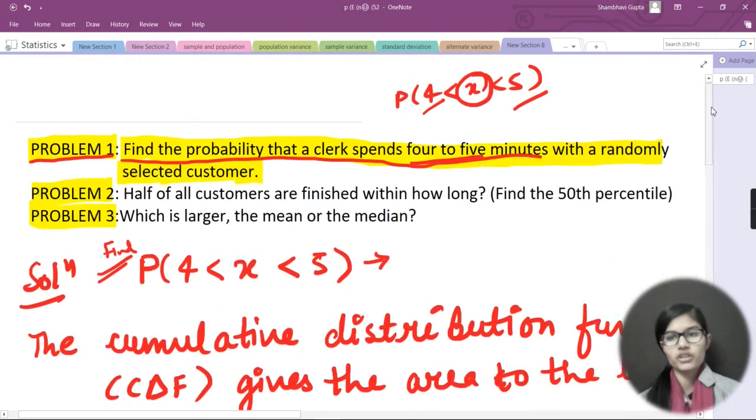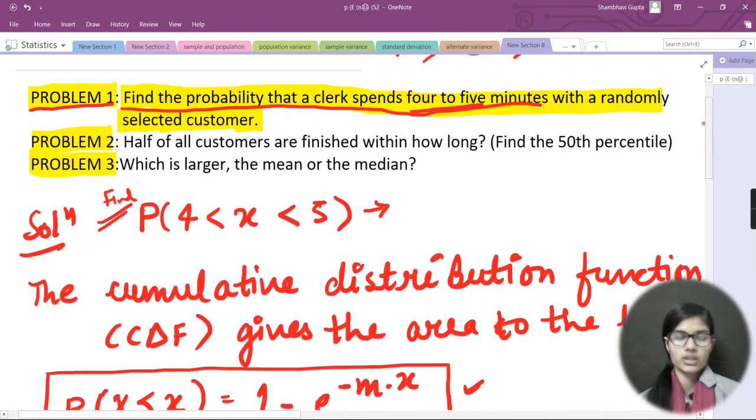So this was my first part of the problem which I have done. Now what is my second problem? My second problem is asking: half of all customers are finished within how long? Find the 50th percentile. Basically, of the customers present here, half of the customers are finished in how much time? Now it is asking me to find the 50th percentile.